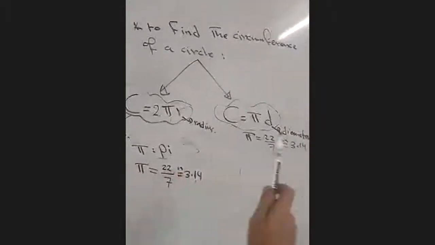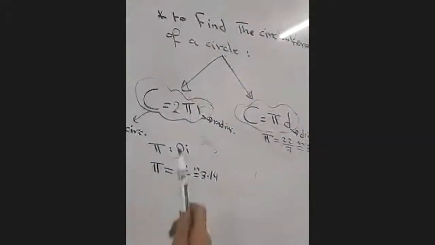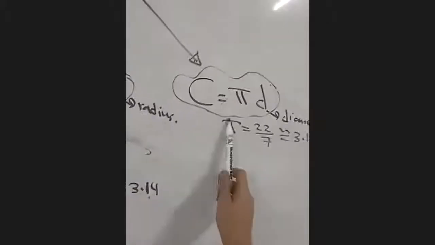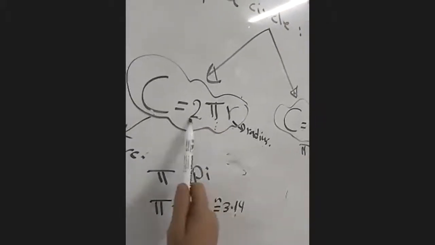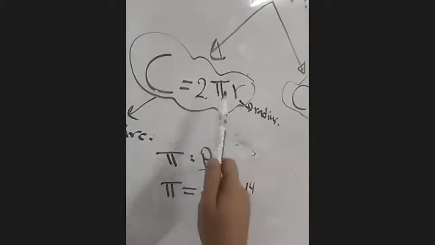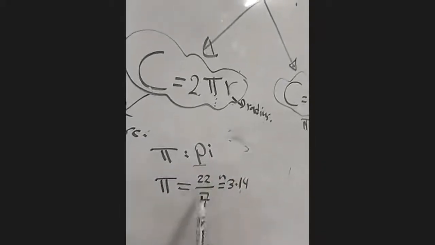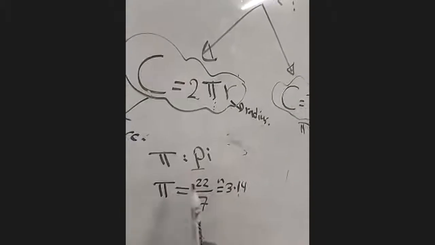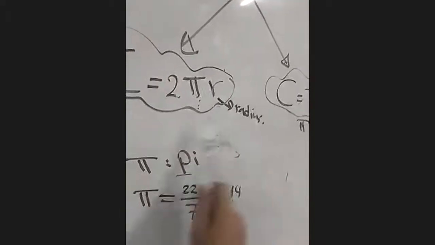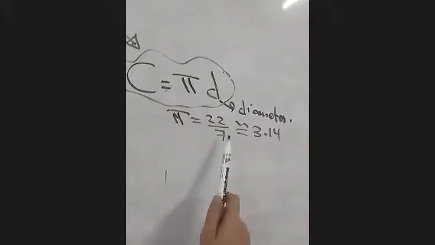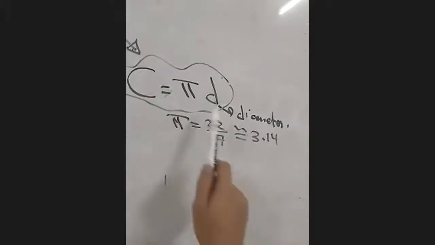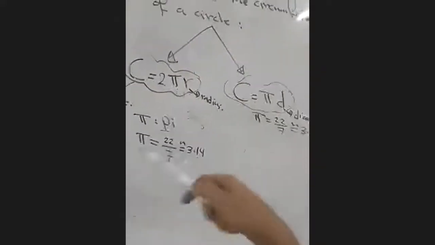Here we have two formulas to find the circumference, either this or this. This one, we say C equals 2 pi r, 2 multiply pi multiply r. Pi is 3.14 or 22/7. Use what you like. R is the radius, 2 is the constant. And here pi d, pi is 22/7 or 3.14. D is the diameter. And you can use the formula that depends on the question.